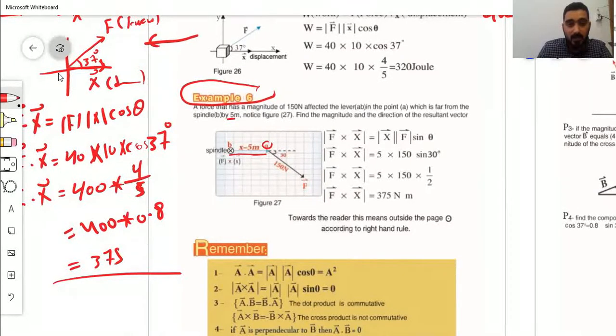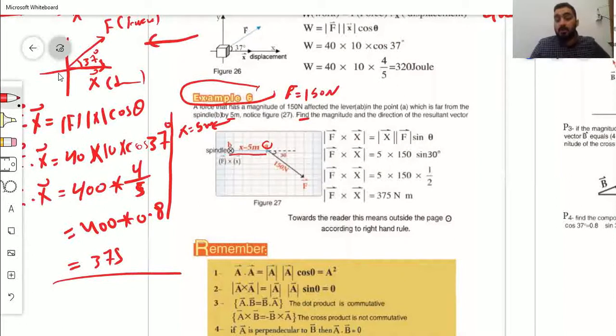The first vector is F, equal to 150 Newton, and the second vector is X, equal to 5 meters. Find the magnitude and the direction of this resultant vector. We need to focus on this word and this sentence: find the magnitude and the direction. He says direction.